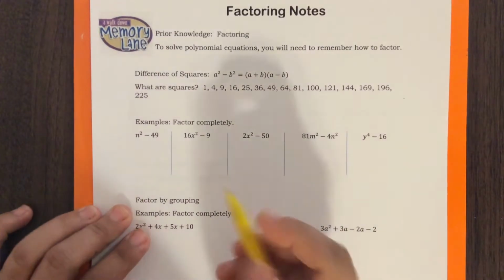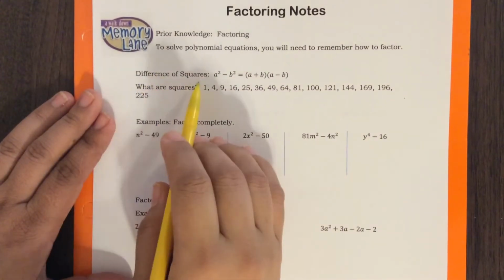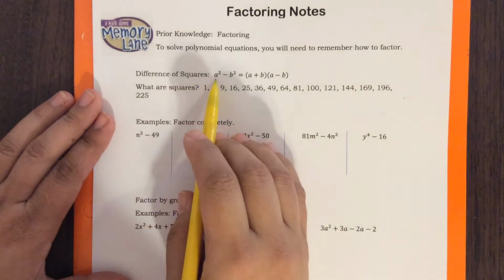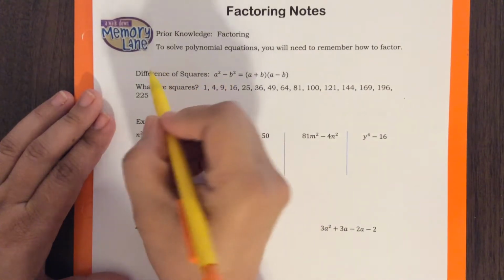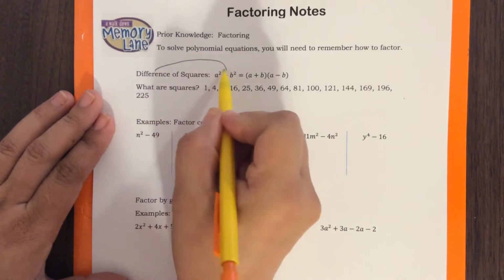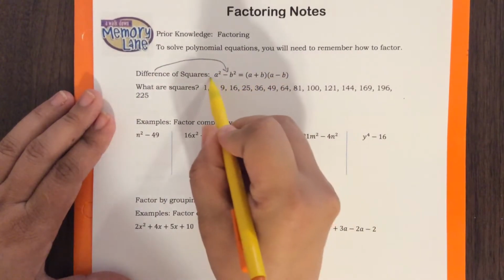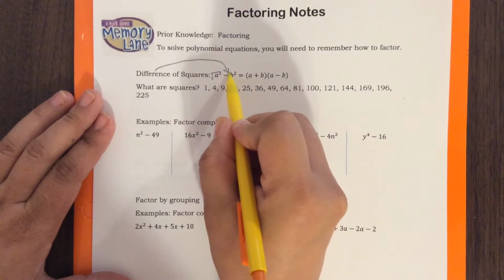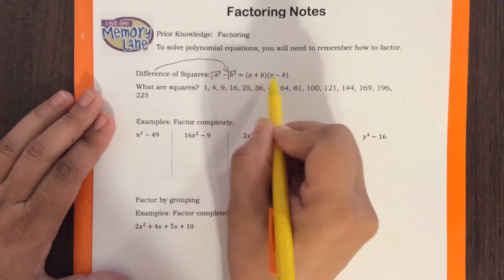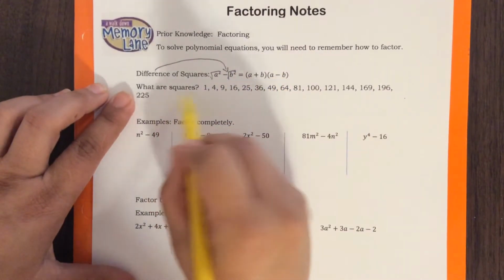Okay, we're going to begin factoring difference of squares. And the reason we have a squared minus b squared is because you have to have a subtraction, a difference. And if you take the square root of a and b, you're going to get a plus b and a minus b.